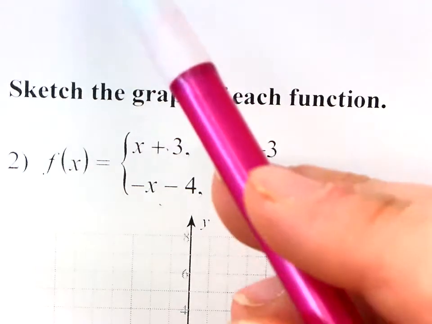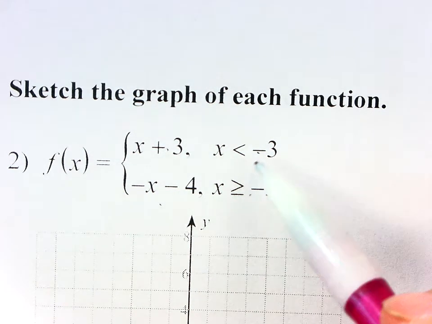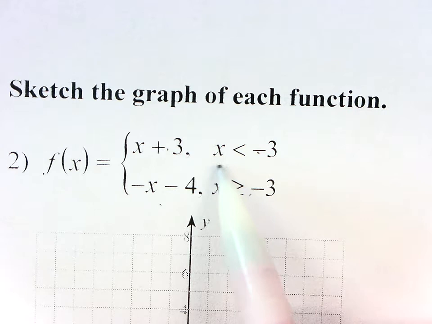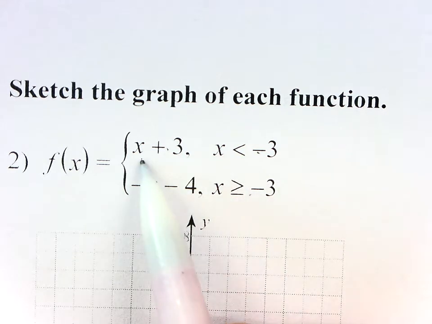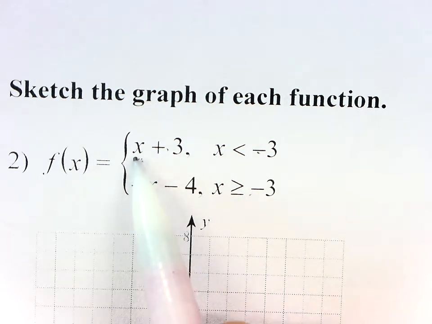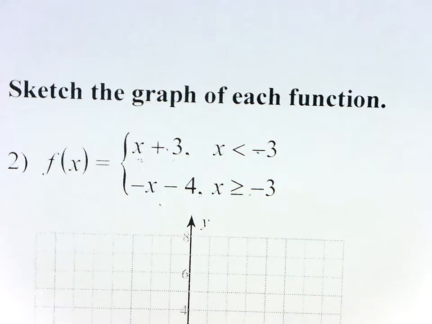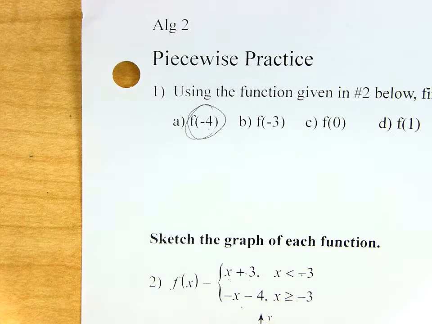Okay? So if f is -4, if you're plugging in -4 into the f function, -4 is less than -3, so you're going to use the top function. Right? -4 doesn't fit in down here. It doesn't live here. It only lives up here. So when I plug in -4 plus 3 is -1. So your answer to 1A is just -1.